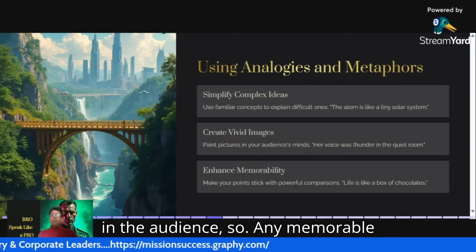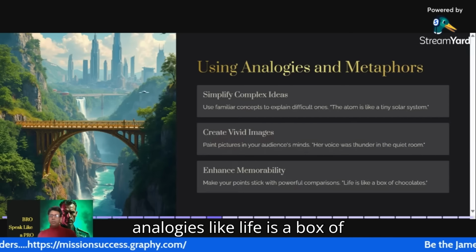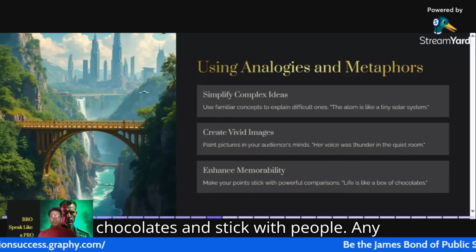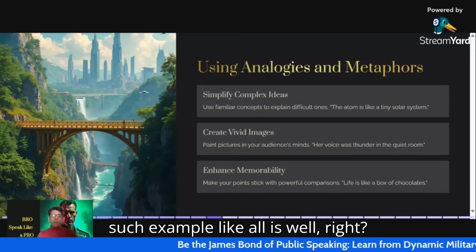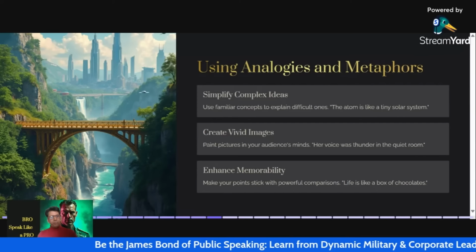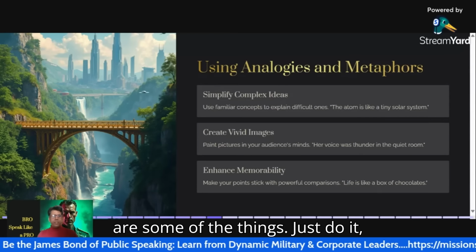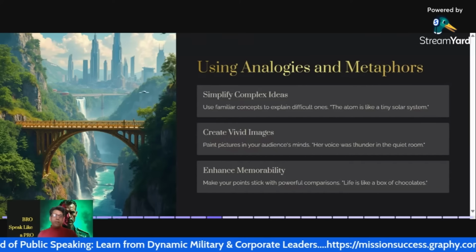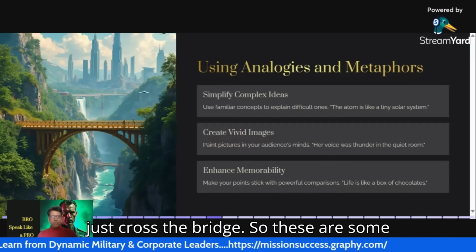Any memorable analogies, like life is a box of chocolates, stick with people. Any such example, like all is well, right? Keep working hard. So these are some of the things. Just do it. Just cross the bridge.